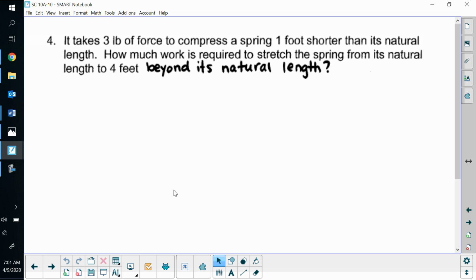Okay, here's our next one. Now this is in the packet, which I put a PDF of in case you wanted to print it out. We're going to do several problems from the packet, or you can just do it in your notebooks. That's fine too.